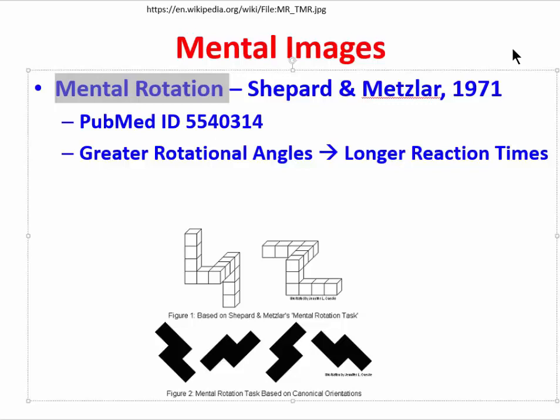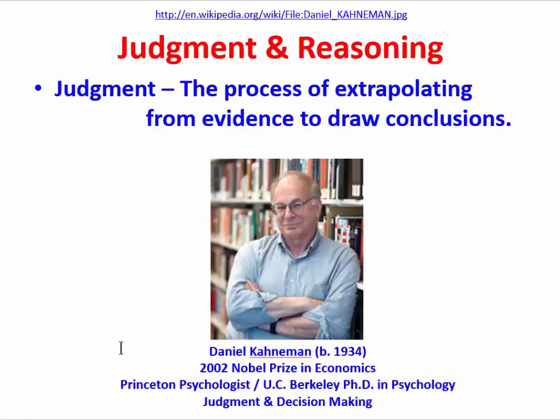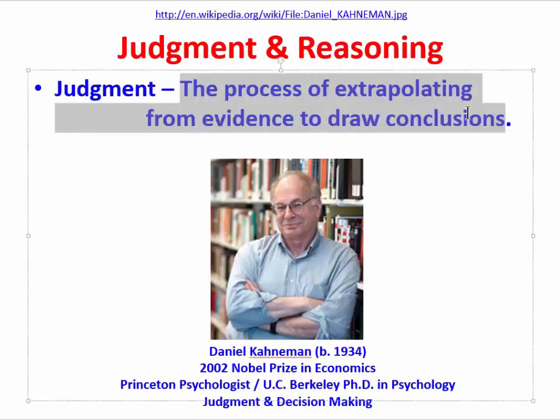Okay, let's move on and get away from mental representations and mental images and start to go to another domain of cognition, which we've said before is the domain of thinking, and we'll address the topic of judgment and reasoning. Some people define judgment the following way: the process of extrapolating from evidence to draw conclusions. And a pioneer on this is Daniel Kahneman. Professor Kahneman did some very important work in the domain of cognition and judgment and decision-making, known as heuristics.